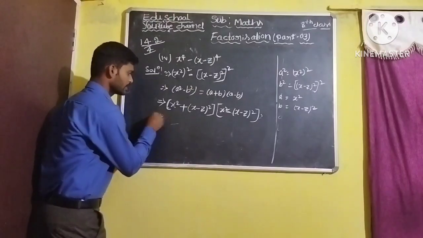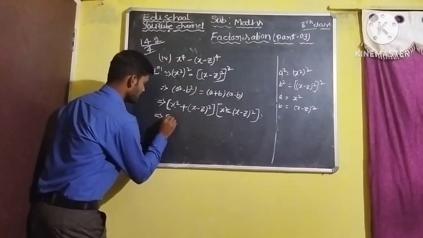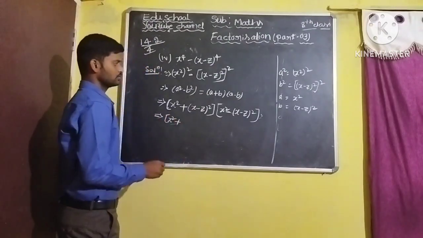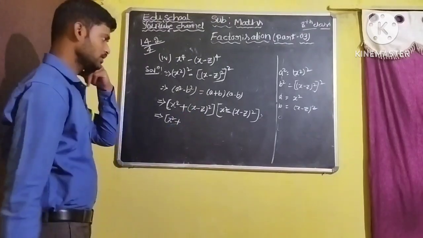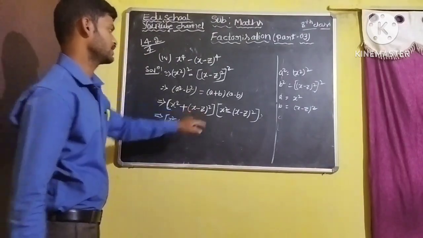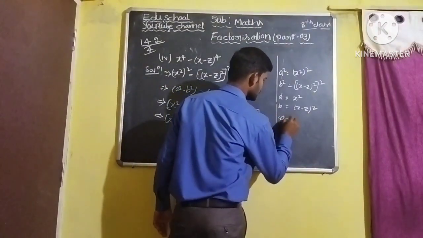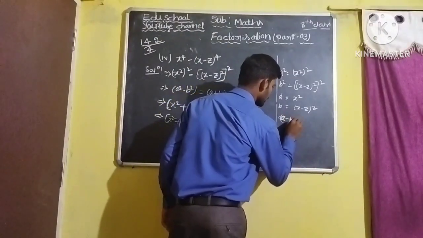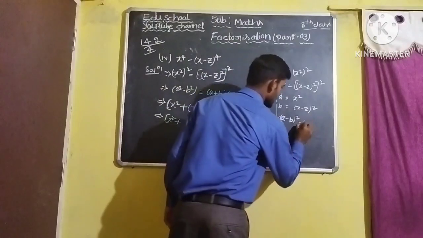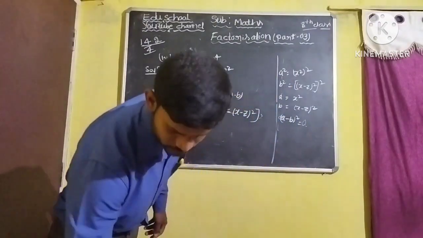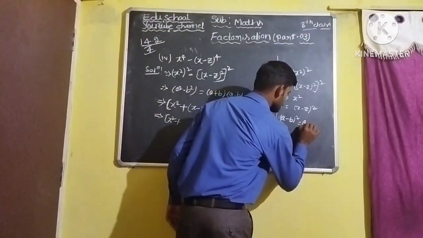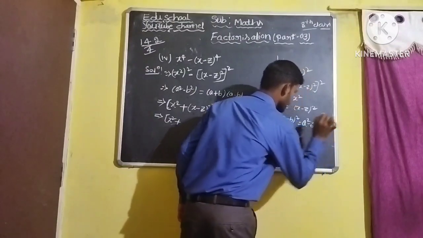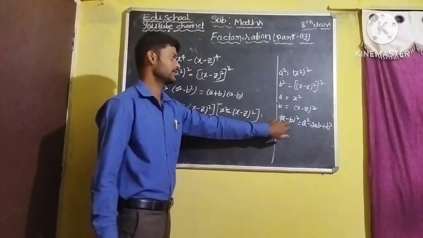So the next step becomes x square plus, so this is in the form of what? This is in the form of a minus b whole square formula. What is a minus b whole square? a square minus 2ab plus b square. So this is in the form of a minus b whole square.